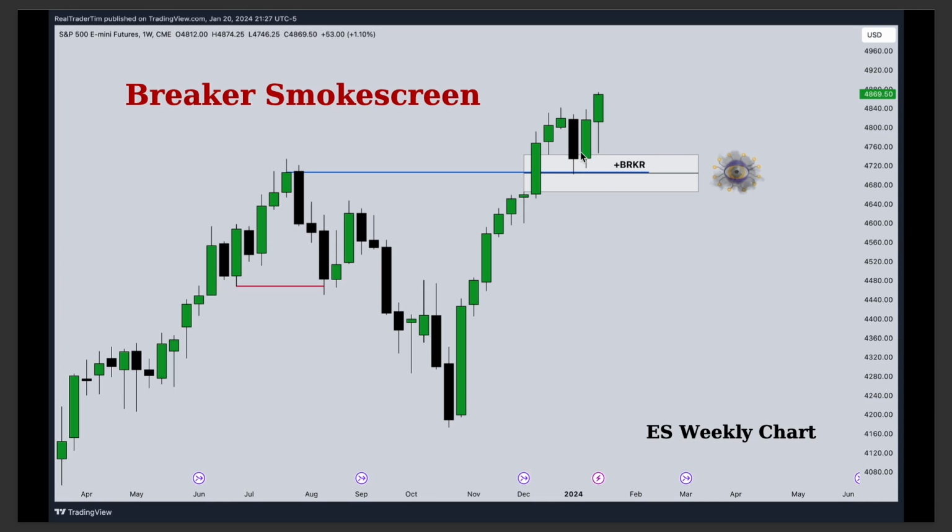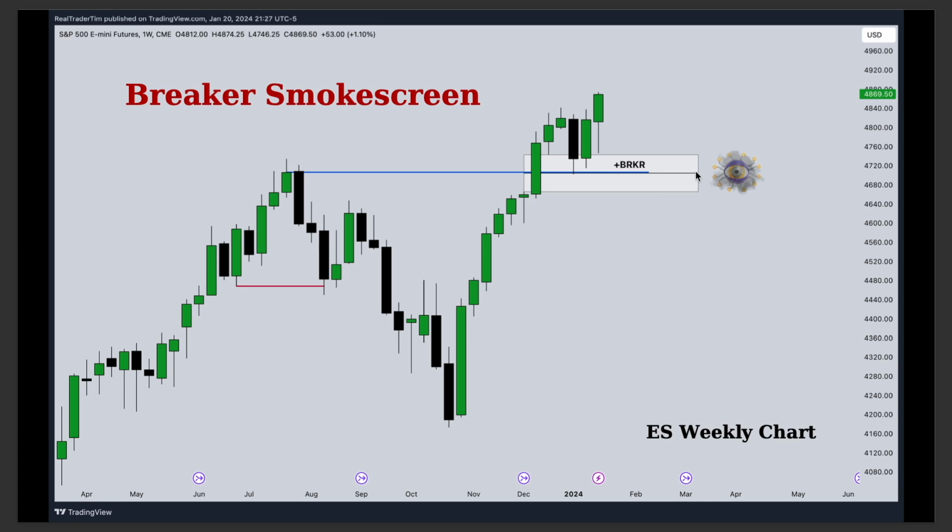Now, on top of that breaker, where is that breaker residing? Right around consequent encroachment of this fair value gap, this white rectangle I have here. That's your BISI. Again, we're on the weekly chart. So we have a breaker overlapping that key reference point, which is consequent encroachment of this fair value gap. Since it's a bullish breaker, that's residing right around that fair value gap key reference point.